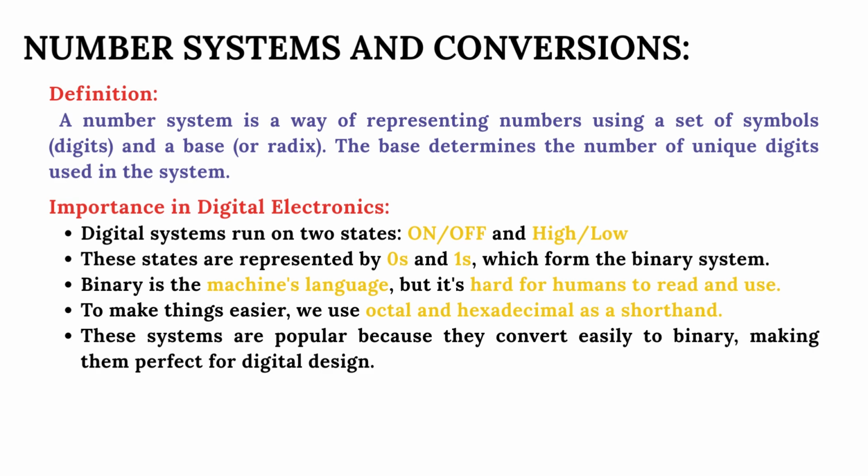Importance of number system in digital electronics. Digital systems like computers fundamentally operate using only two states, that is on or off, high or low, which are best represented by binary digits, that is 0 and 1. While binary is the machine language, humans find it cumbersome to read long strings of zeros and ones. Therefore, octal and hexadecimal systems are used as shortened representation for binary numbers as they are easily convertible to binary.